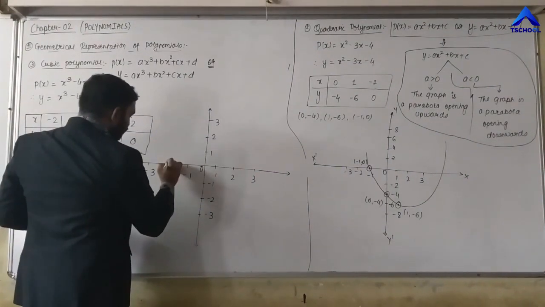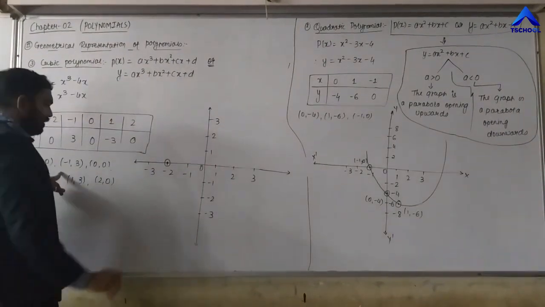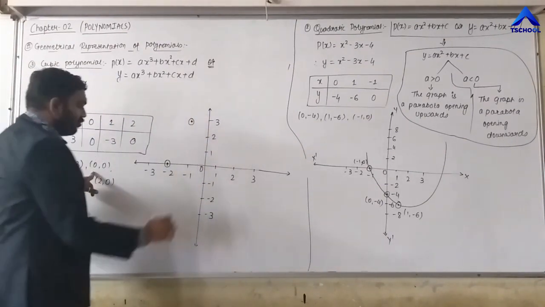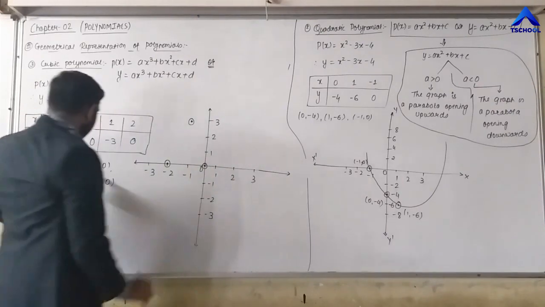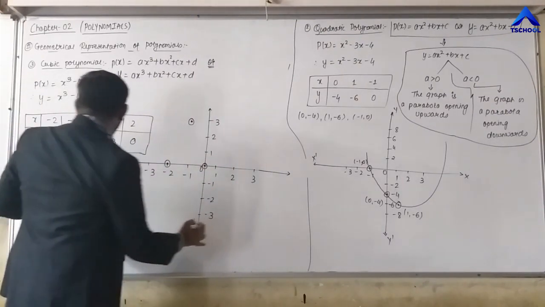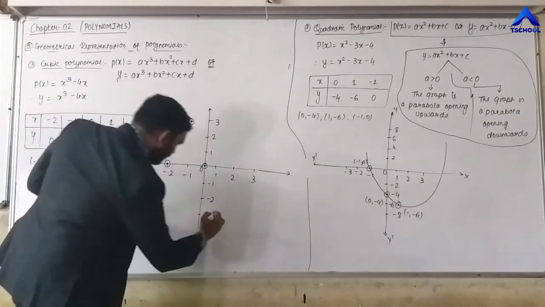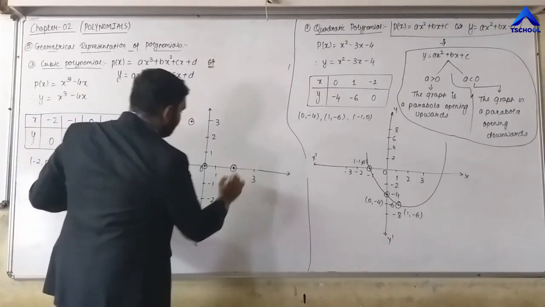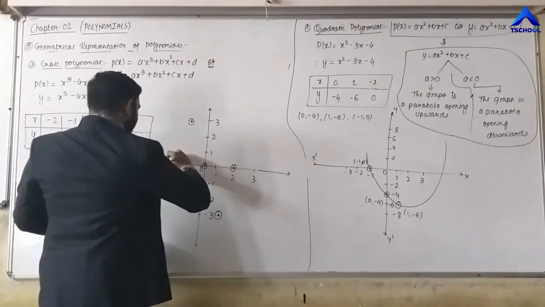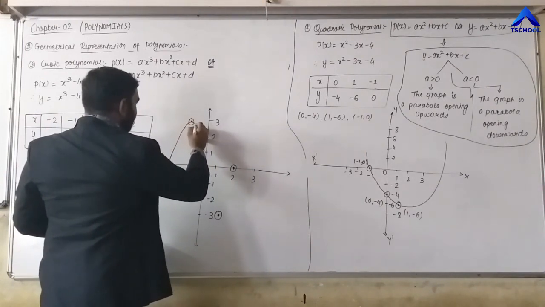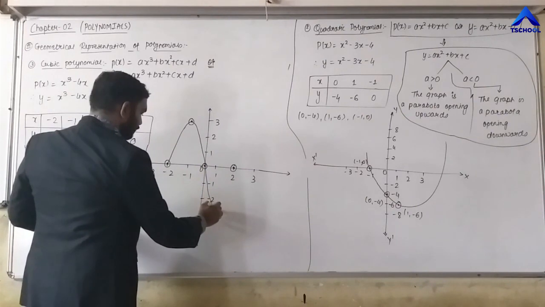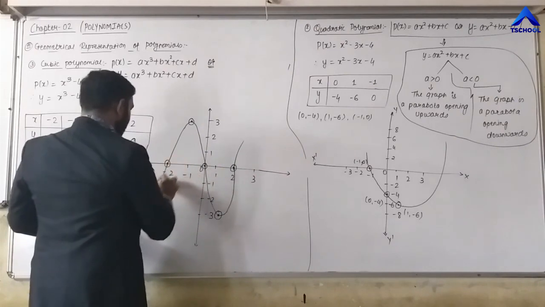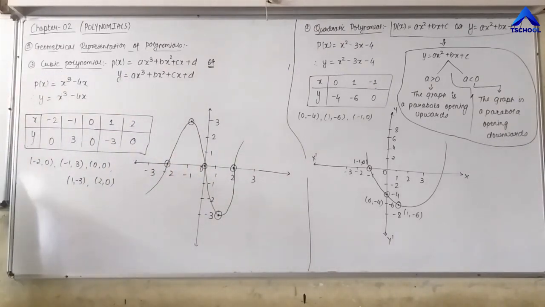Minus 2, 0. So we will get it here. Then we have minus 1, 3, that is somewhere here. 0, 0 is the origin itself. Then we have 1, 3. Sorry, my mistake, 1, minus 3. So that would be somewhere here. And that is 2, 0, so that would be somewhere here. So if I join them, without the help of a scale, I'll get a graph of this polynomial somewhat like this.